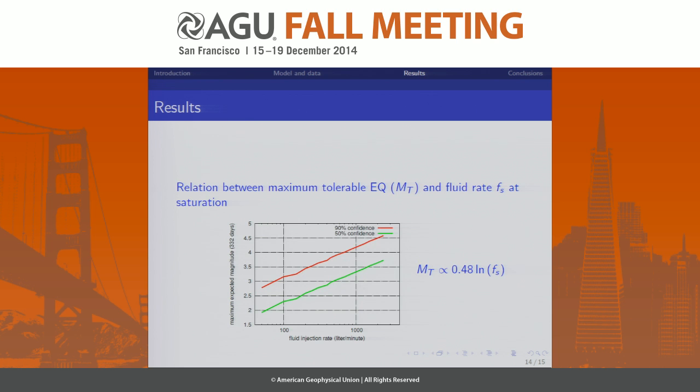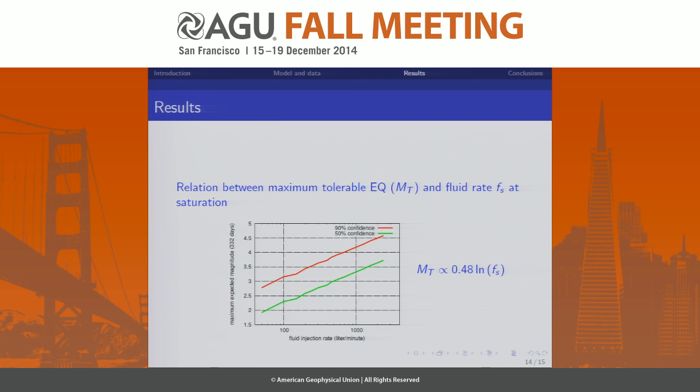Second, we can calculate, for a given maximum tolerable earthquake, the fluid injection rate Fs, which must not be exceeded. So if we imagine that we have an injection site and for some reason we want a maximum earthquake size of, say, magnitude 3, then we can calculate the corresponding fluid saturation rate. The result is given in this figure. On the horizontal axis is the fluid injection rate, and on the vertical axis the earthquake magnitude. We show results for two levels of confidence, 90% and 50%.